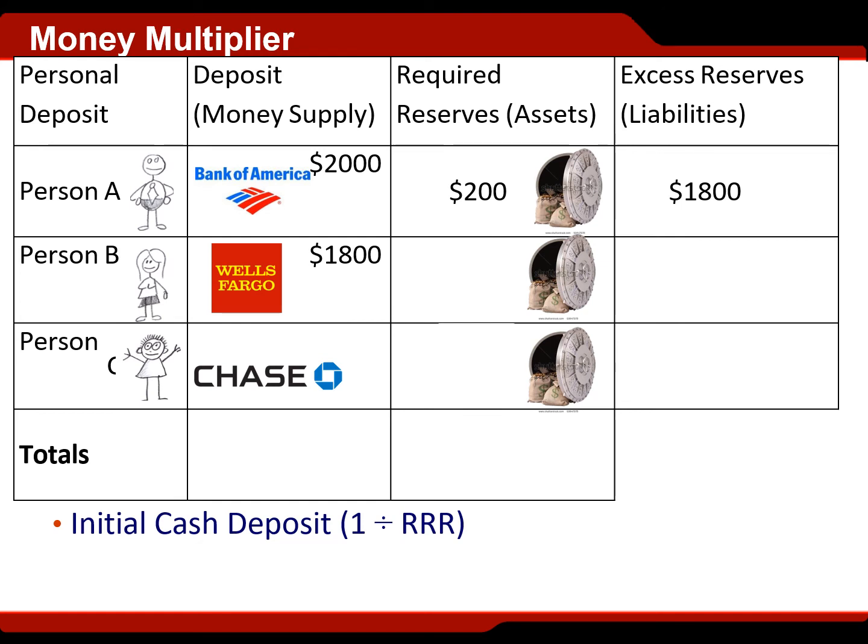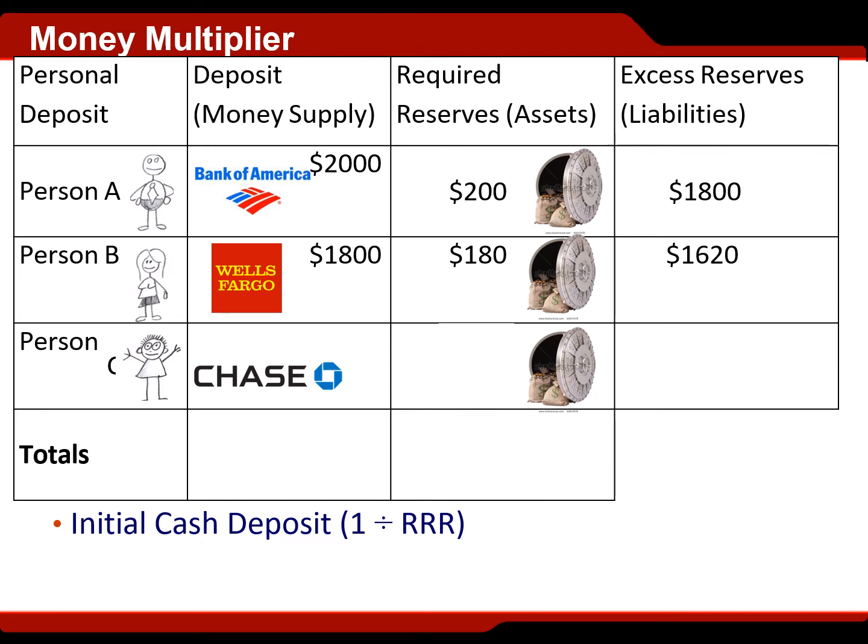Well, Wells Fargo, when they receive that deposit, remember they got to save 10%, so how much are they going to put in the vault? Yeah, $180. Okay, so $180 goes in the vault. How much is left over for them to lend to somebody else? Yeah, it takes a minute to do the math. $1,620. You are correct.